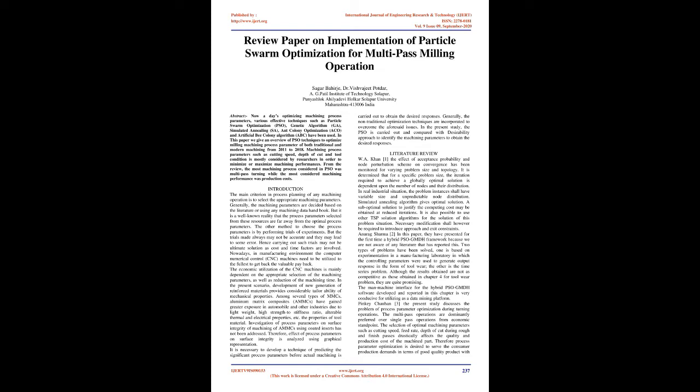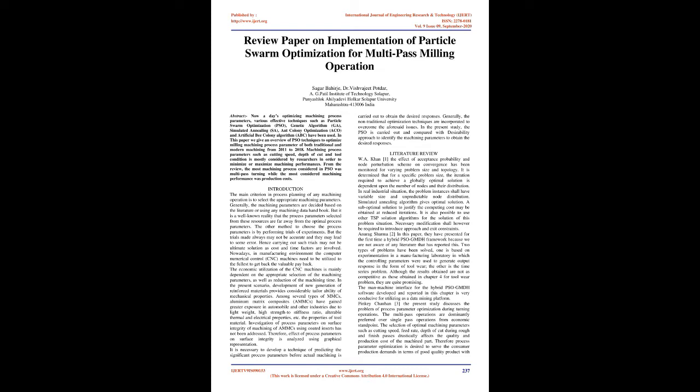Machining process parameters such as cutting speed, depth of cut and tool condition are mostly considered by researchers in order to minimize or maximize machining performances. From the review, the most considered machining process in PSO was multi-pass turning, while the most considered machining performance was production costs. Introduction. The main criterion in process planning of any machining operation is to select the appropriate machining parameters.